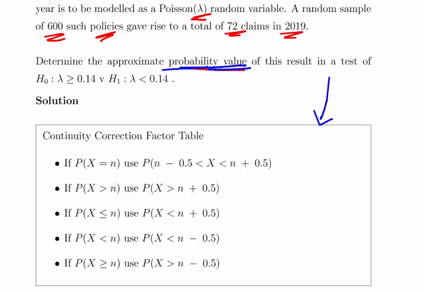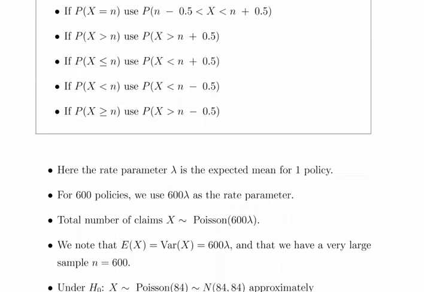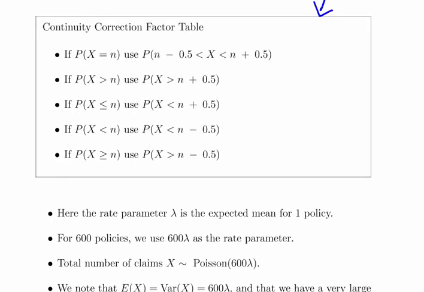Particularly what we're interested in is this value here for the alternative hypothesis. Well, it's actually this 0.14. That's what we're particularly interested in. Under the null hypothesis and the alternative hypothesis, this is the hypothesized mean rate parameter lambda for one policy.